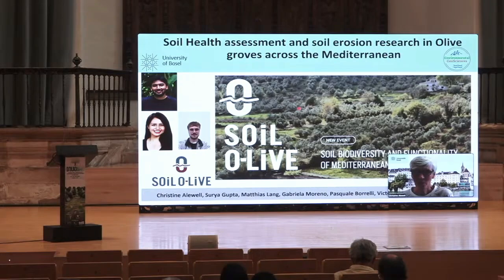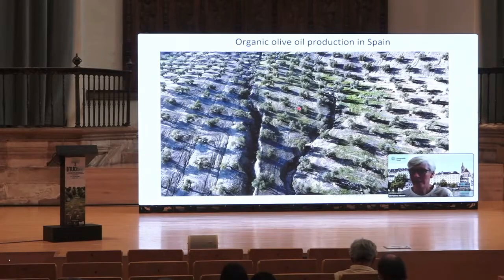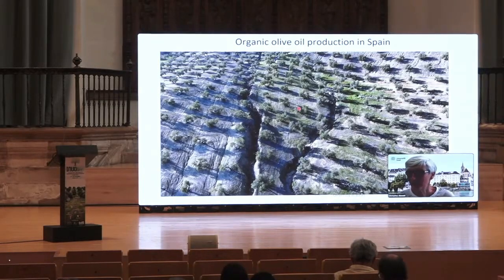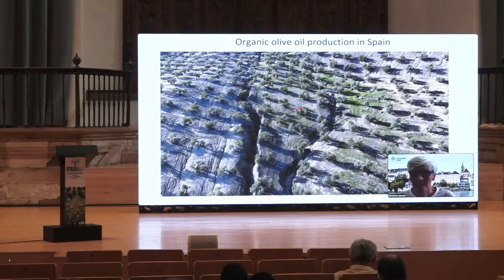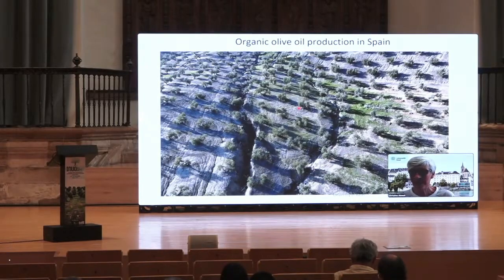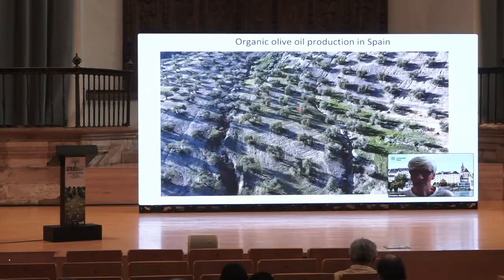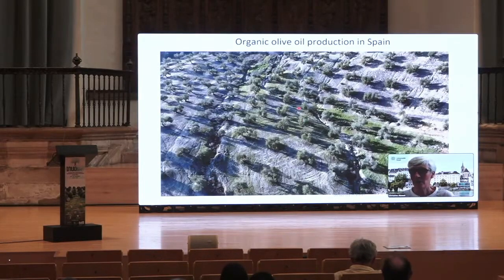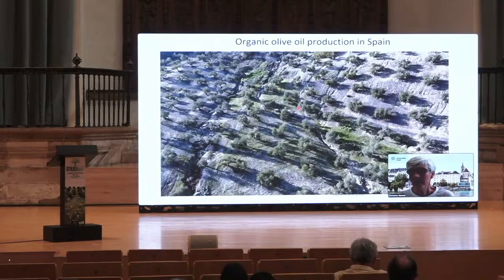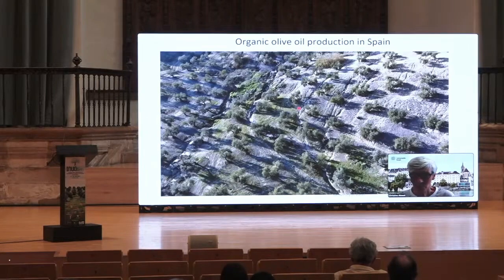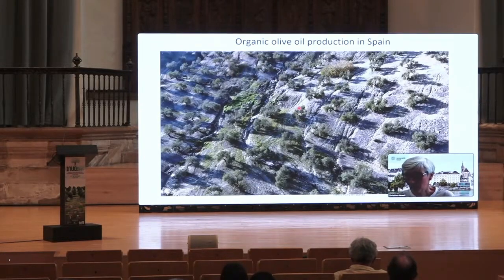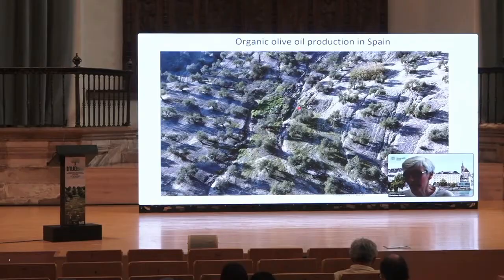So, as we all know, soil health in olive groves is not especially good. A lot of olive oil production is actually connected to low soil health. This, of course, is an extreme example from an organic olive oil production in Spain, where we can hardly talk about soil anymore. It's actually weathered bedrock, but the olives grow in that.